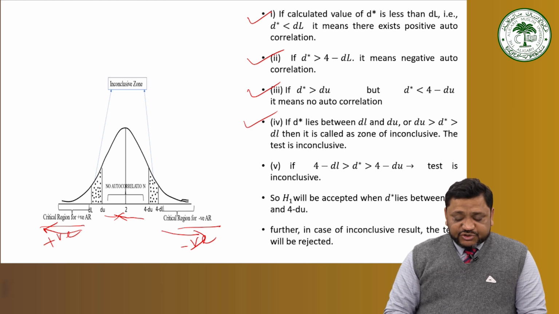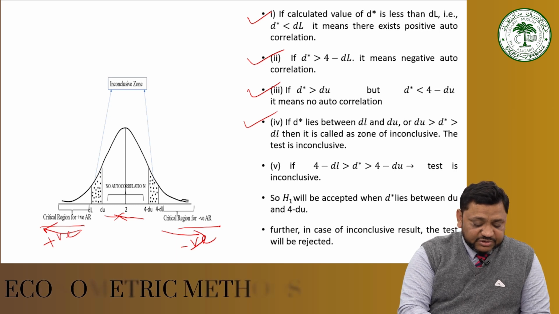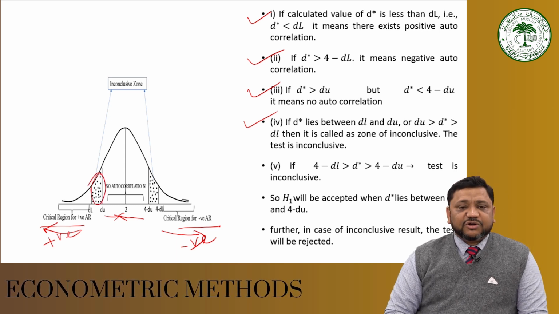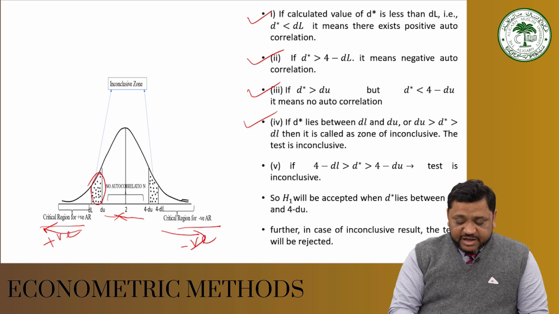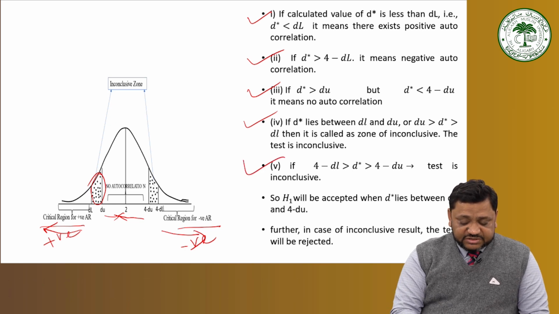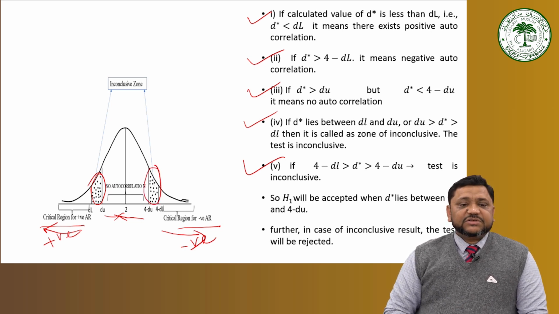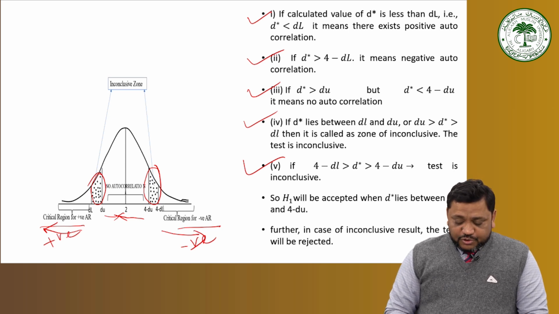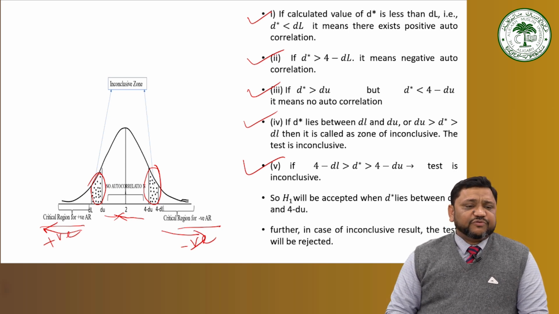Now next, if d asterisk lies between dL and dU, that is the region shown as dotted, then this is called inconclusive. Here Durbin-Watson doesn't help. Again the same thing, if d is less than 4 minus dL and greater than 4 minus dU, again the test is inconclusive. H1 will be accepted when d lies between dU and 4 minus dU, and in case of an inconclusive result, the test will be rejected.